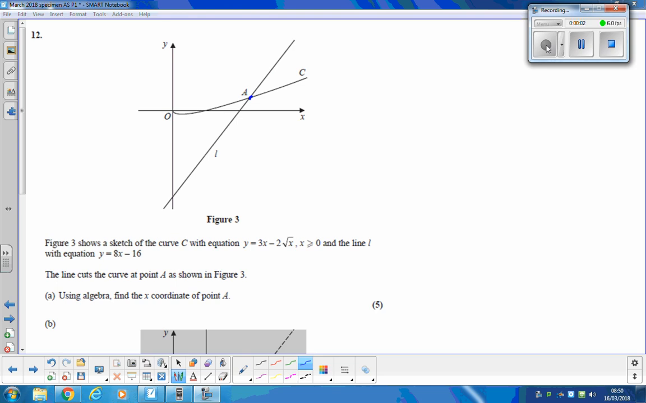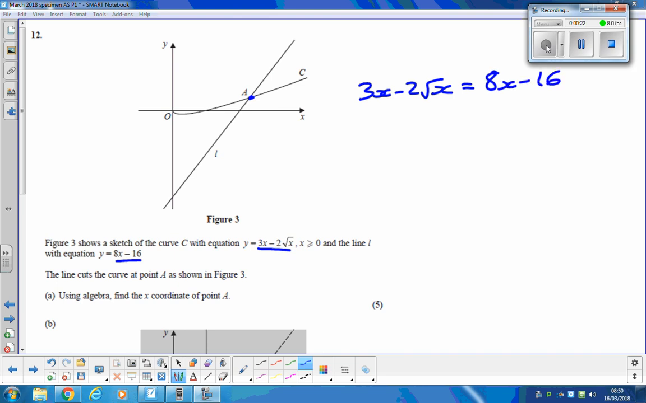Question 12, we're getting to the end, so we're going to expect some slightly more complicated algebra in this, and you're certainly going to get that in part A here. We're being asked where point A is, where these two curves meet. So let's just write these two things equal to each other. We want this to equal this.